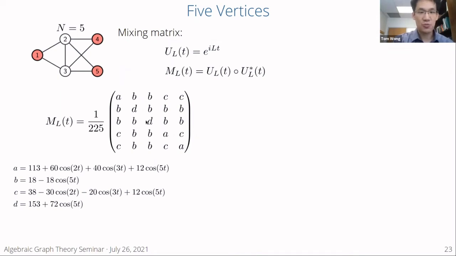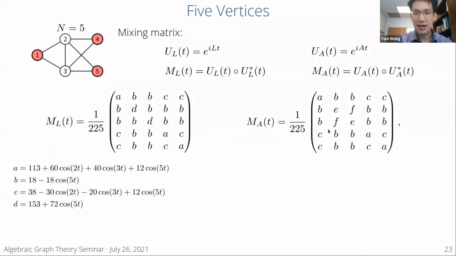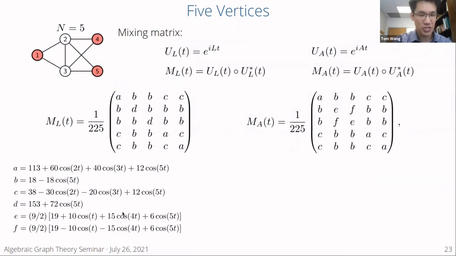This is with the Laplacian walk. You can do the same thing with the adjacency quantum walk. Its time evolution operator is e^{-iAt}. And so you can calculate its mixing matrix. And what you get is this, which looks very similar, except you have E and F, which are down here. So they're different in these two columns.